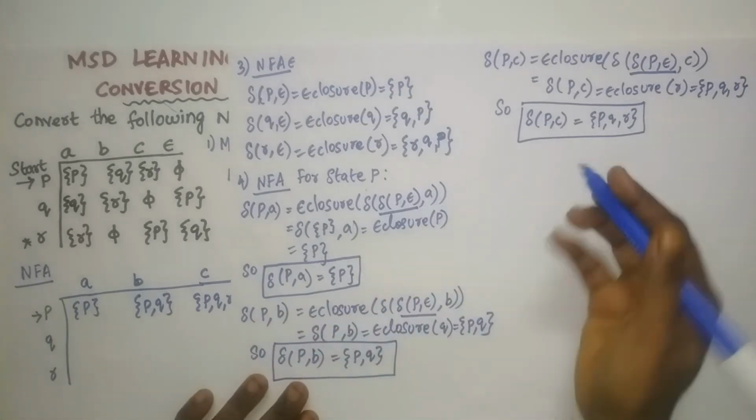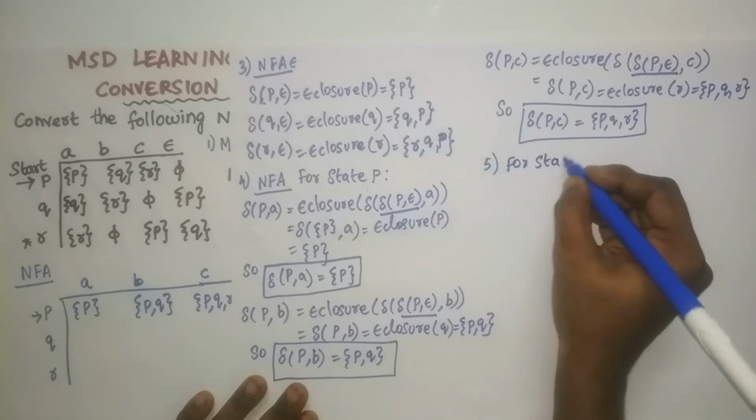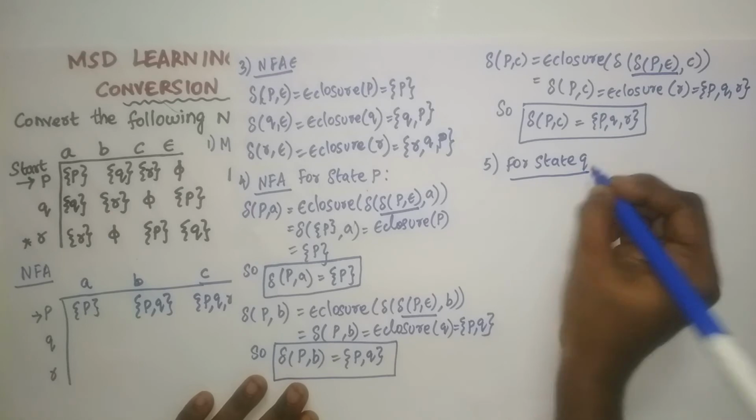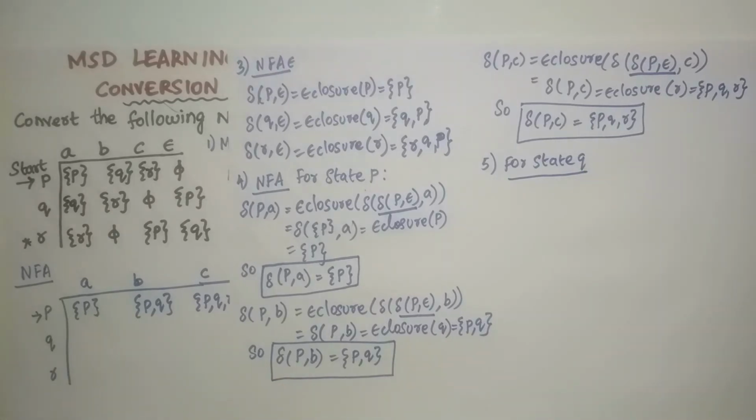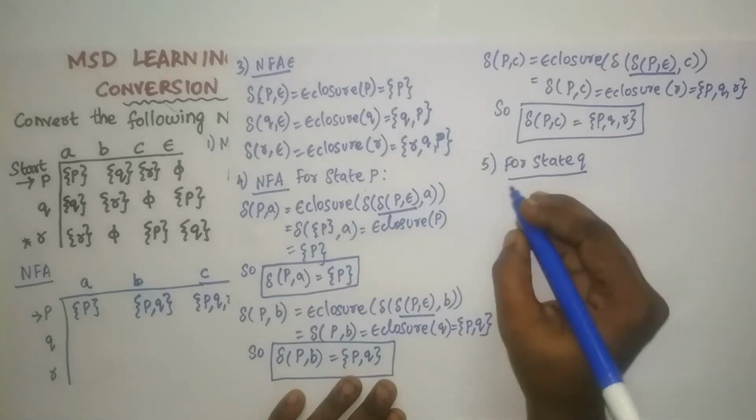So now the next step, the fifth step, is for state Q. For state Q, you need to make Q comma A, Q comma B and Q comma C, similarly as we have done in the fourth step.